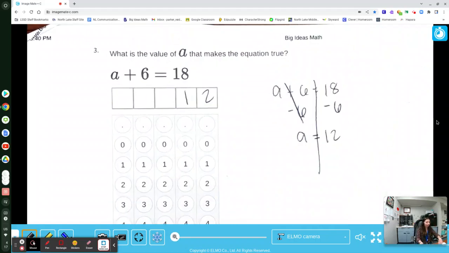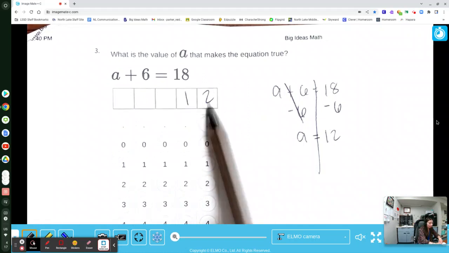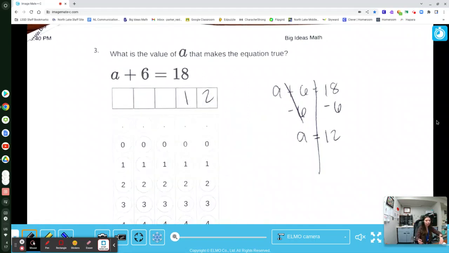Since they said what is the value of a that makes the equation true, they're saying they know that this is the value of a. We don't need to put that part, just the number, 12.